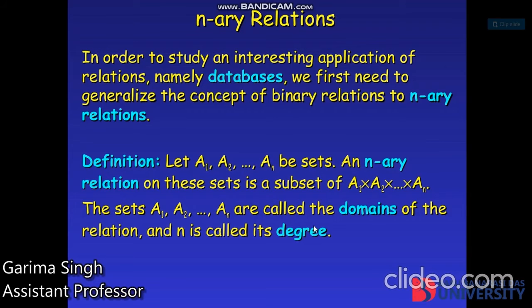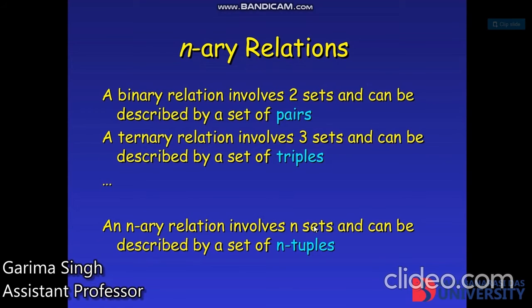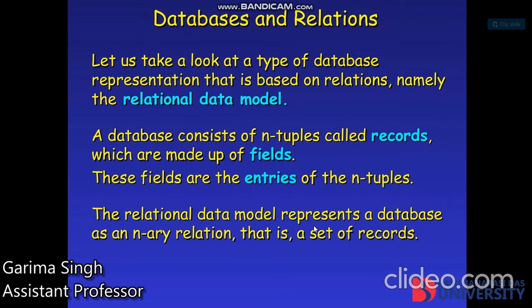This is the question. What are n-ary relationships? Like binary, what are n-ary relationships? A binary relationship involves two. Ternary means 3, and n-ary means there are multiple tuples.